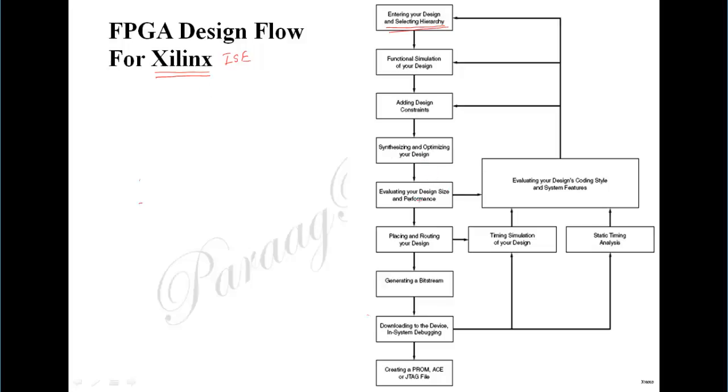And then it is followed by evaluating the design size and performance. So as I have said, if the design is big enough that it cannot fit in an FPGA, we'll have to optimize for area, so that we minimize the area. And if you are minimizing the area, we'll have to compromise on speed. Similarly, if you want your design to operate at a particular frequency and you are lagging behind that frequency, then definitely we'll have to go for optimizing the speed. So these are the two optimizations which are possible.